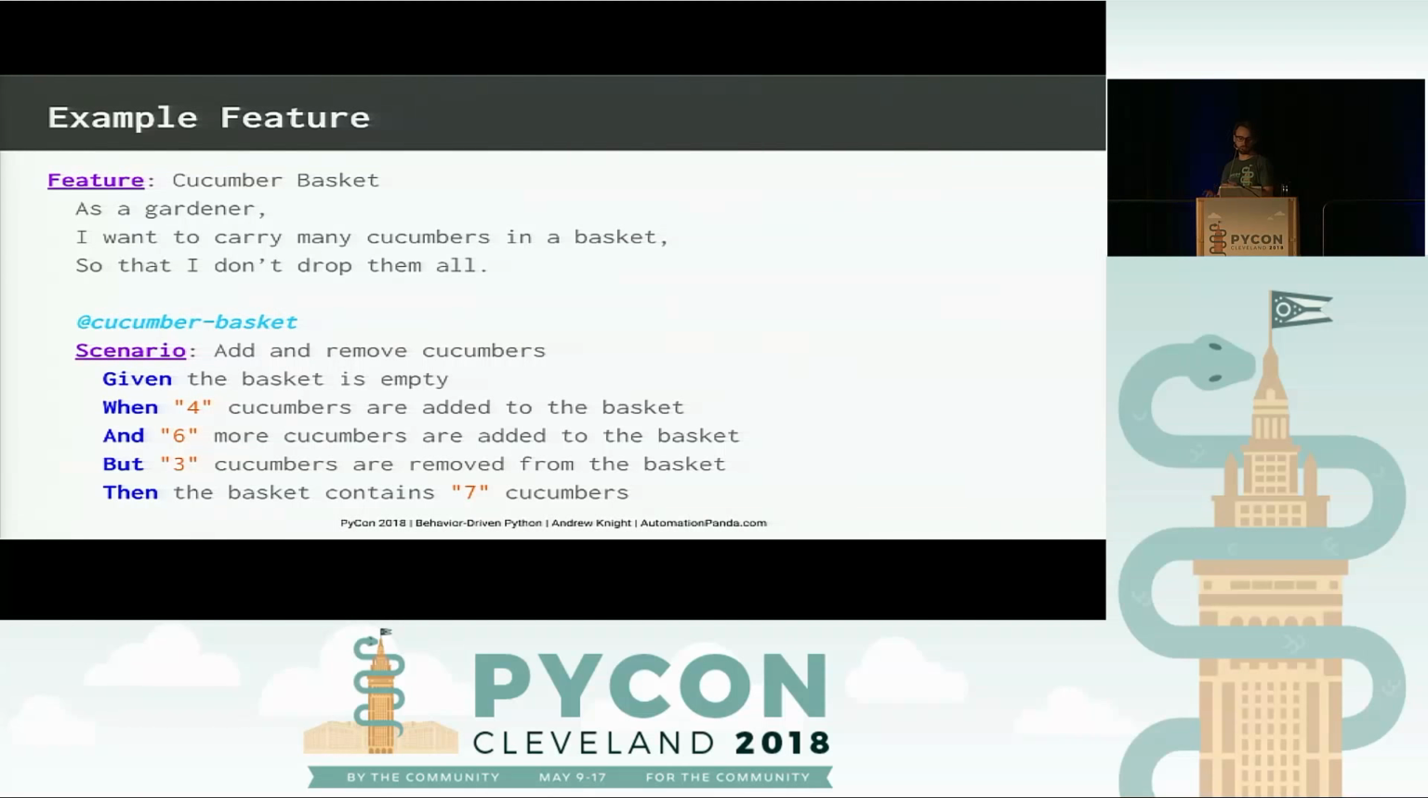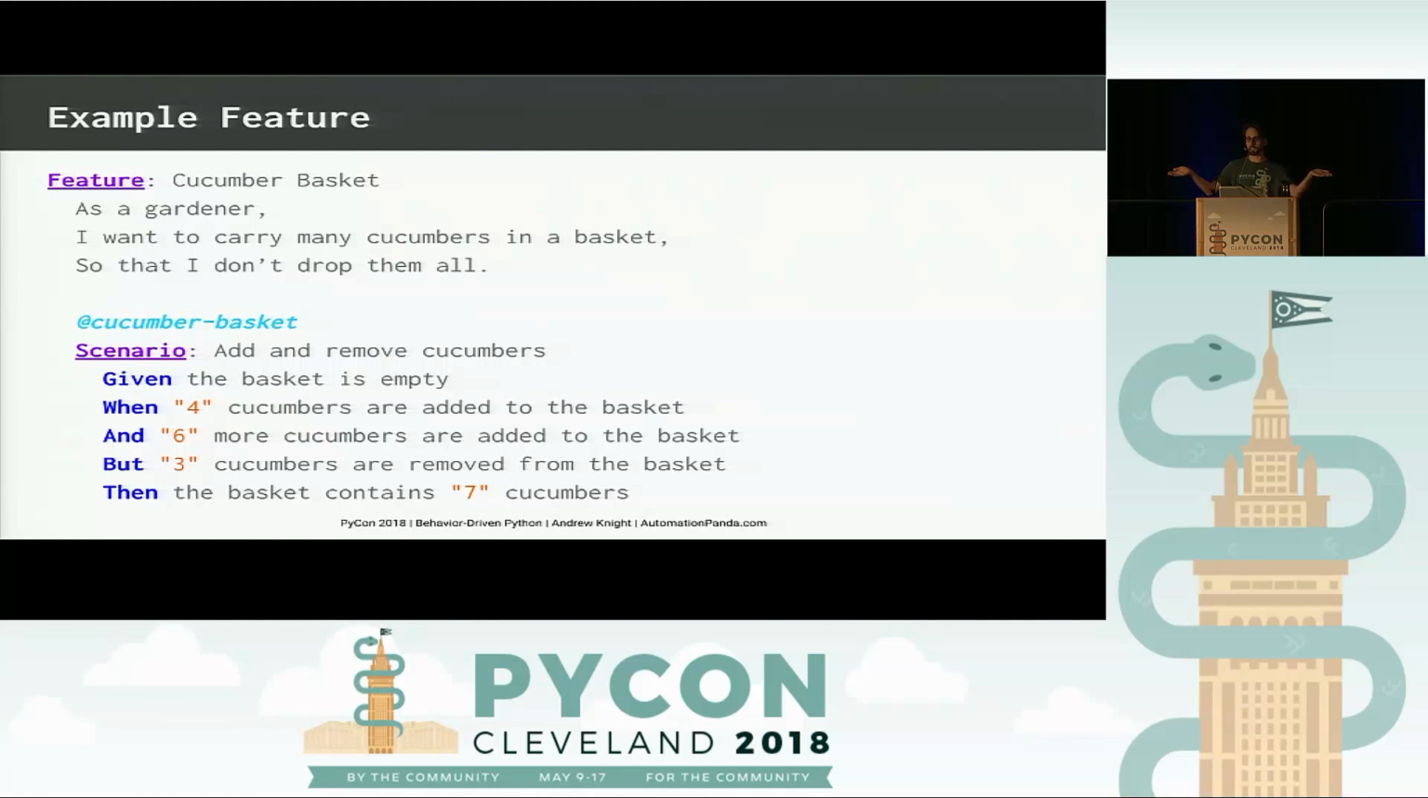But 3 cucumbers are removed from the basket. Now we've seen how we can add and but steps to any step type. It's just like having 3 whens instead of having 1. There's no semantic meaning to and or but. It's just associated with the previous type. So 4 cucumbers are added, 6 more are added, 3 are removed.